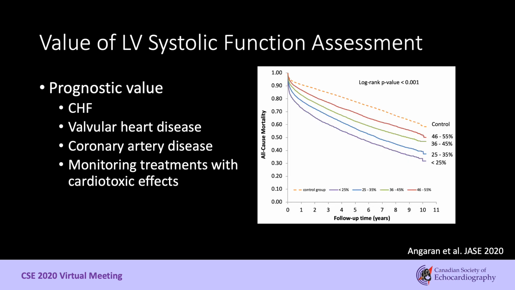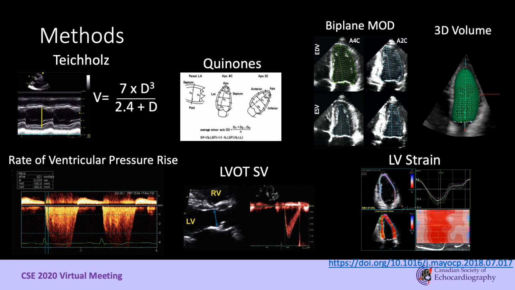Assessment of LV systolic function has demonstrated prognostic value in a variety of disease processes as listed on this slide. This is why assessment of LV systolic function is the most common indication for an echocardiogram in most laboratories. A variety of methods have been used to assess LV systolic function. The Teichholz and Quinones methods are two older methods using linear dimensions to estimate volumes. They're no longer recommended in the guidelines for use.